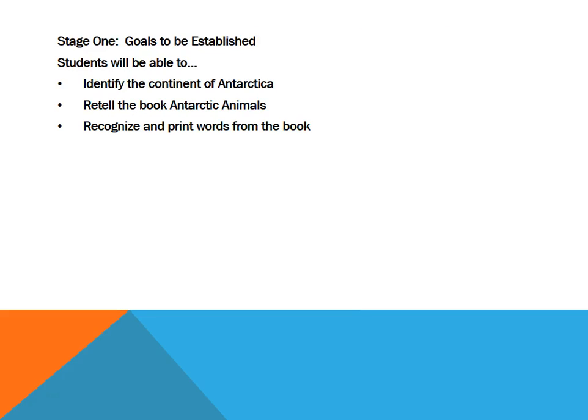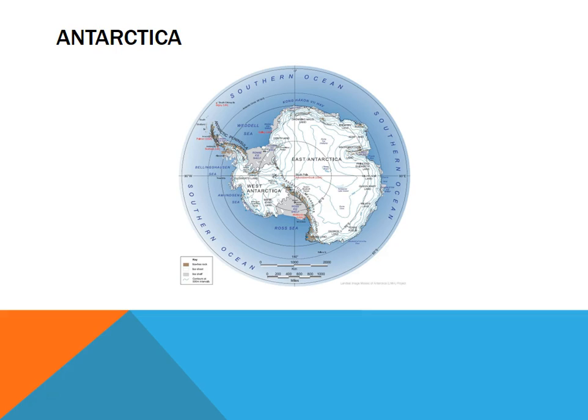The goals: the student will be able to identify the continent of Antarctica, retell the book Antarctic Animals, and recognize the print words from the book. This is the map of Antarctica. The children will be able to identify the location of Antarctica and the name of the continent in printed language.